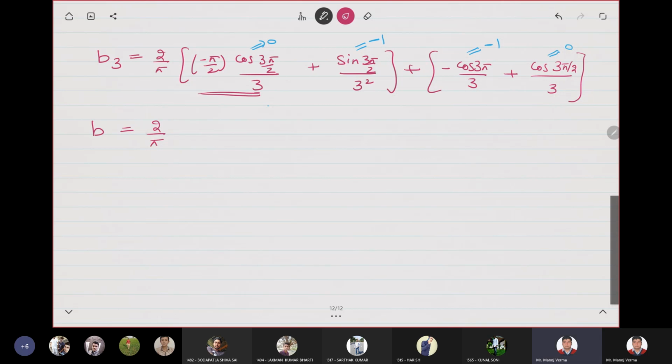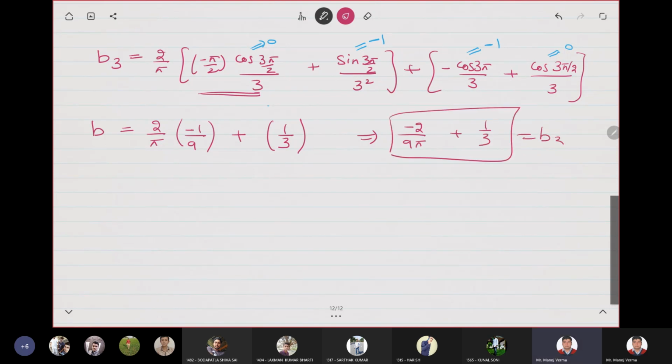So I am writing minus 1 over 9, 3 square is 9, plus this minus 1 into minus will be plus 1, so 1 by 3, and this was 0, so I can neglect this. The value of b3 is becoming something like this: 2 over 9 pi plus 1 over 3. So this will be the value of b3. So on, and we can find further values of b4 and b5.